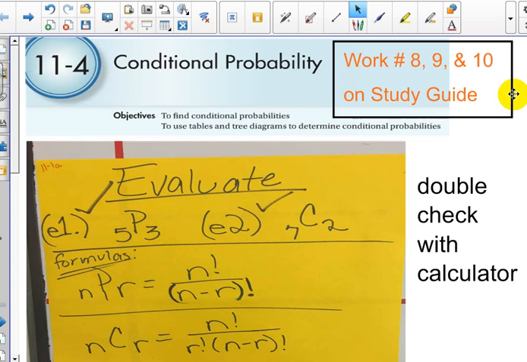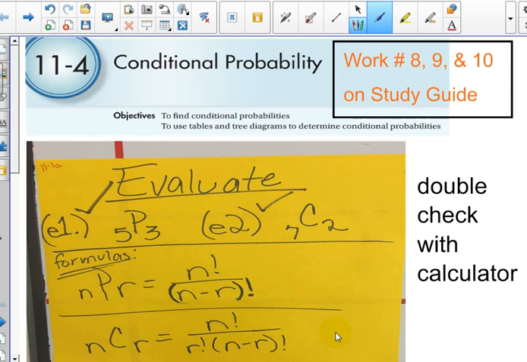So the first thing I ask you to do, other than work your study guide problems 8, 9, and 10, is to evaluate these two problems. So we have 5P3 and 7C2. On the 5P3, that's a permutation. So we know that our n is equal to 5 and r is equal to 3. So I put the formulas right there. nPr is n factorial over n minus r factorial, and nCr is n factorial over r factorial times n minus r factorial.